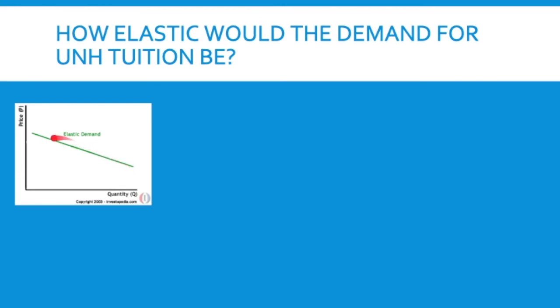So if the price of a UNH education, which I think now with room and board is like $26,000, went up to $40,000, a lot of people would find other alternatives. A lot fewer people would attend UNH. The demand would go down. The quantity demanded would go down.